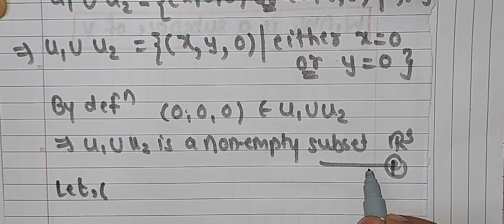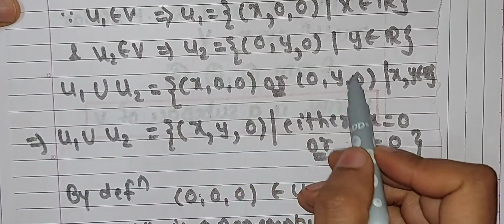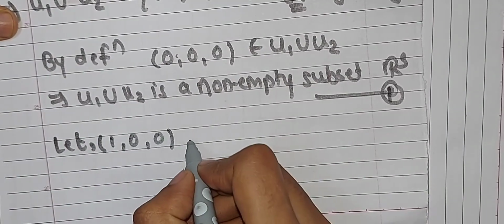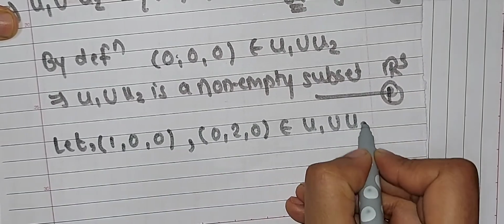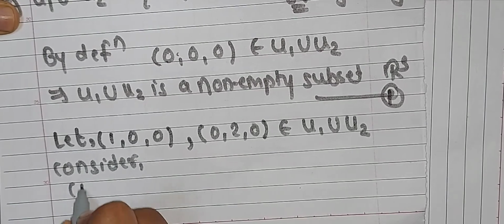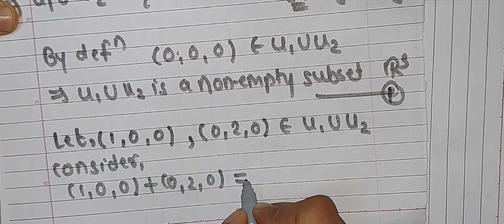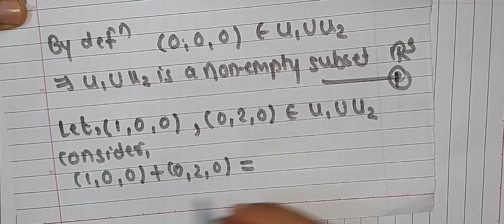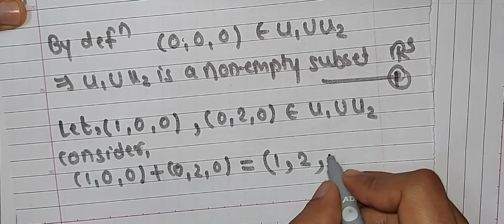Now to prove the second condition, consider two elements from U1 union U2: the first element of this form and the second element of that form. So let (1, 0, 0) and (0, 2, 0) both belong to U1 union U2. Now consider their addition, (1, 0, 0) plus (0, 2, 0). The addition is possible because this is a triplet and this is a triplet, corresponding elements can be added: 1 plus 0 is 1, 0 plus 2 is 2, and 0 plus 0 is 0.